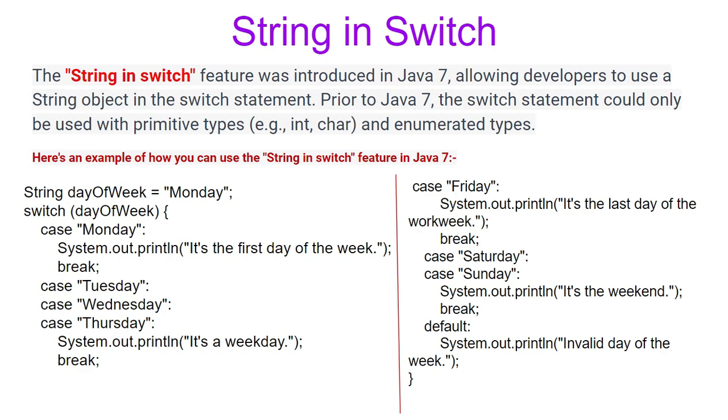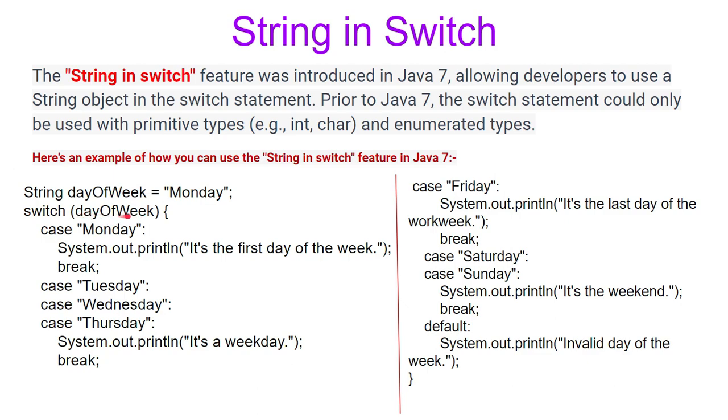Let's take the first one, string in switch. What is string in switch? This feature, introduced in Java 7, allows developers to use a string object in the switch statement. Prior to Java 7, the switch statement could only be used with primitive types like int, char, and enumerated types. Here is an example: a string dayOfWeek, which is Monday, and here is the syntax of the switch parentheses, where we can pass the string.